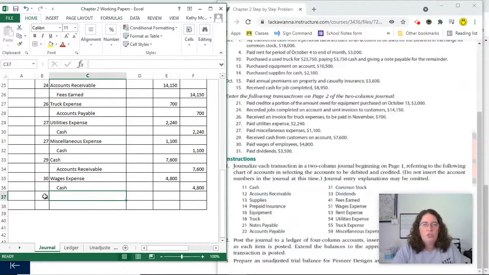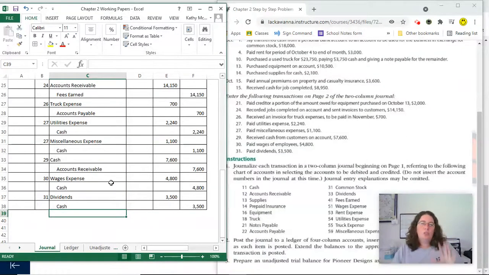Okay. So if we look through our accounts, we see dividends there is number 33. Dividends does increase on the debit side. And we paid them. So we're going to credit cash for $3,500. Indent those. Now, at the very beginning, I said your debits and your credits always have to equal.